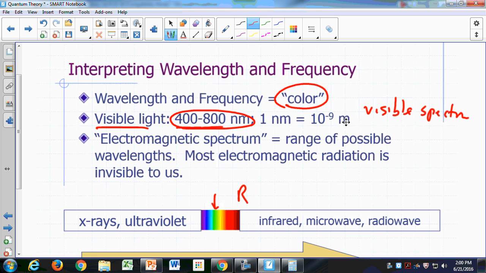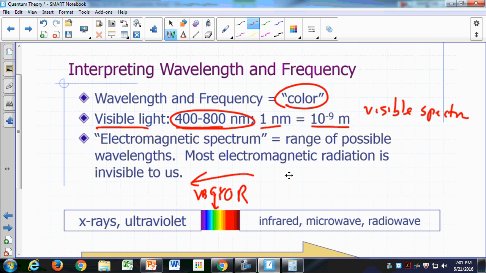The range corresponds to colors you perceive as red, orange, yellow, green, blue, and violet. So Roy G. Biv going that way. So 400 to 800 nanometers, 1 nanometer being 10 to the negative 9 meters.